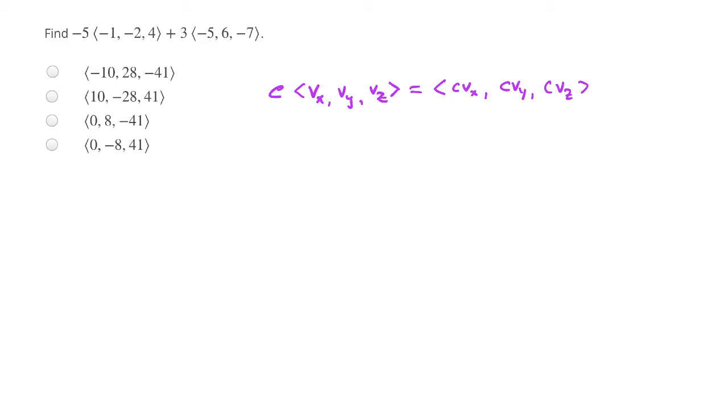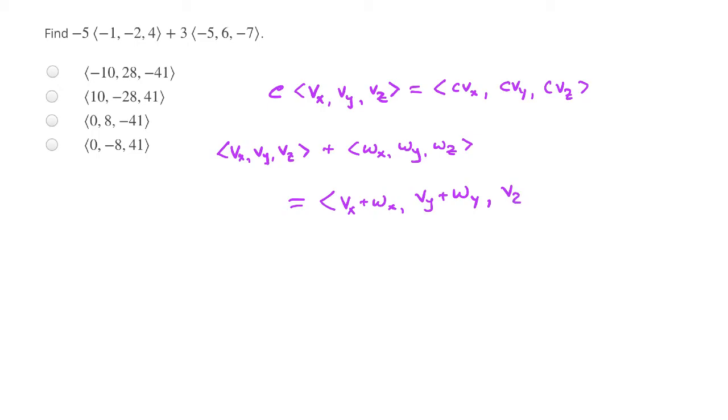Likewise, if I have two vectors, v sub x, vy, and vz as one of them, and another vector, w sub x, w sub y, and w sub z as a second vector, adding them together is just done component-wise. So I add the x components, which will just be v sub x plus w sub x. Add the y components, v sub y plus w sub y. And finally, add the z components, v sub z plus w sub z.